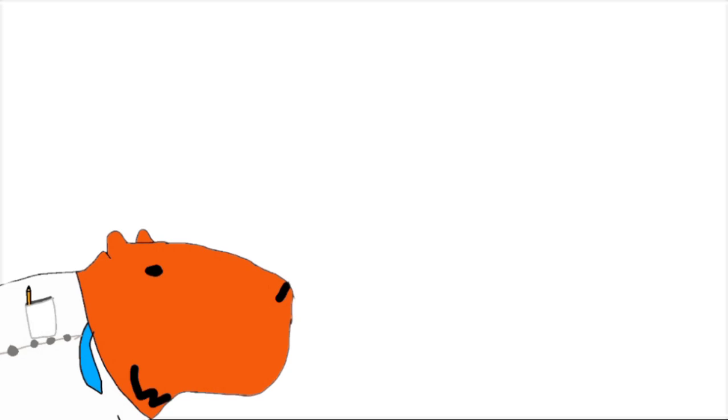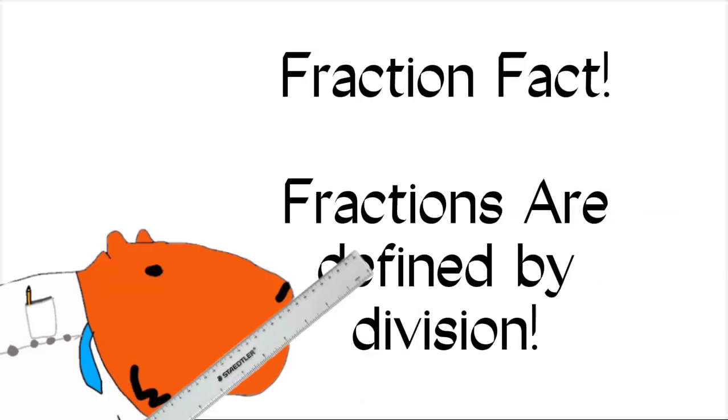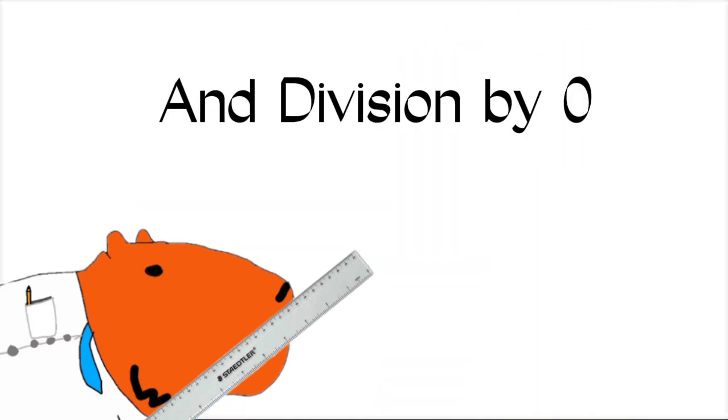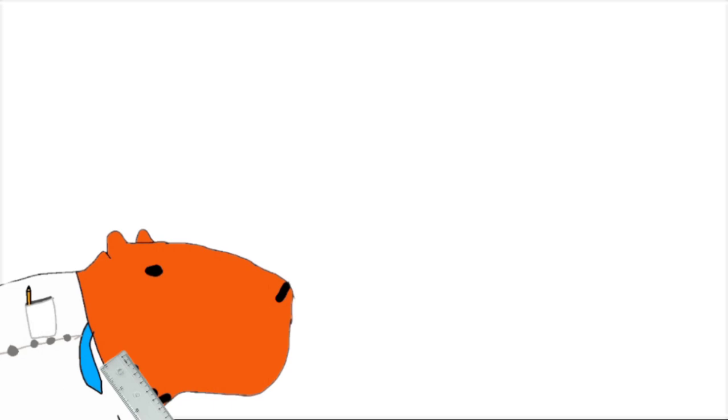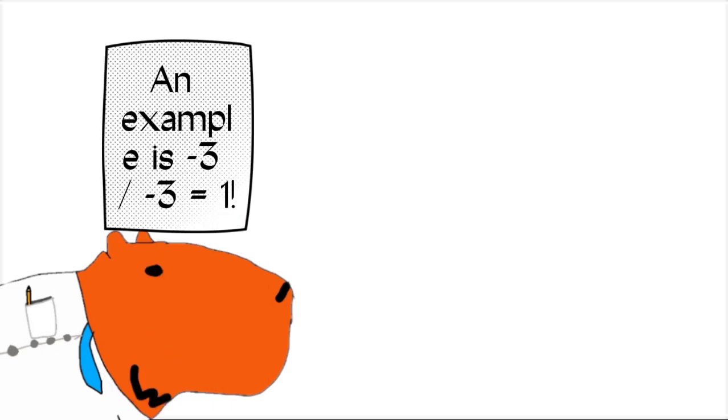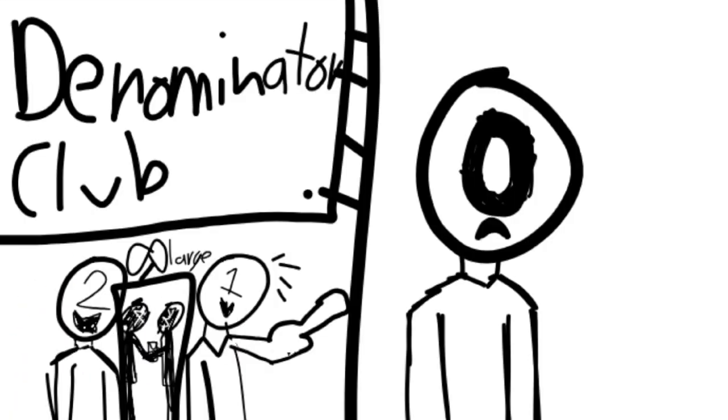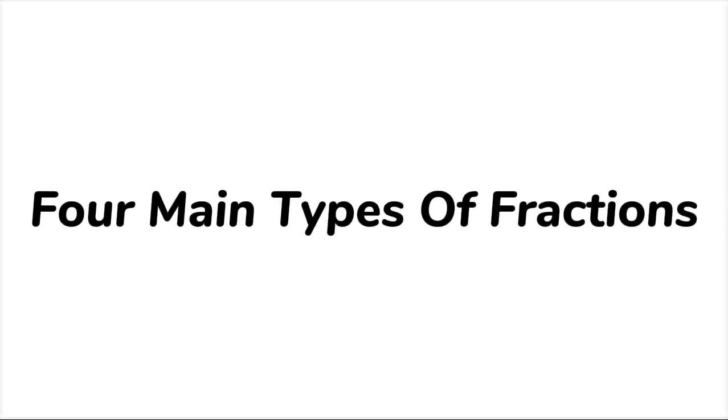Before we start, I would like to say that if a friend or anyone really tells you that a quote-unquote fraction with 0 as a denominator is a fraction, tell them that they are wrong. The reason for this is fractions are defined by division, and division by 0 is practically impossible. However, division by negatives is possible, so 0 is basically the only number banned from being a denominator. Sorry, 0. So there are 4 main types of fractions.